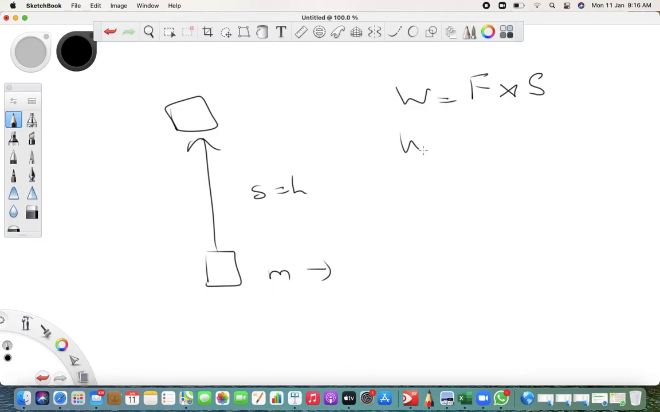When you say W is equal to F into S, so this is M into A into S. Now, as you know, it is going in terms of potential energy. So that gives you what? That gives you W is equal to m g. Now, where does this g come from? What does this g stand for?